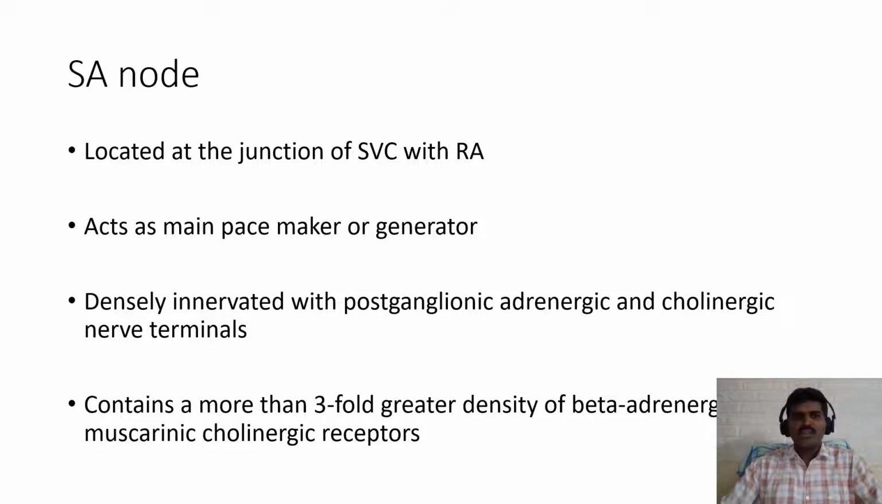Coming to the SA node, it is located at the junction of the superior vena cava with the right atrium. It is the main pacemaker or generator of the cardiac conduction system. It is densely innervated with both postganglionic adrenergic nerves and cholinergic nerve terminals. It contains more than threefold greater density of beta adrenergic receptors and muscarinic cholinergic receptors than the other parts of the cardiac conduction system.